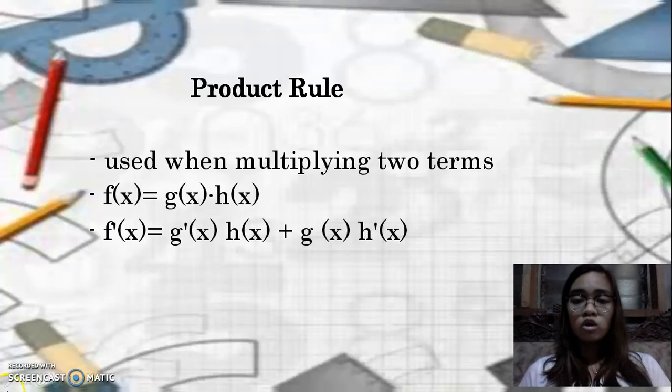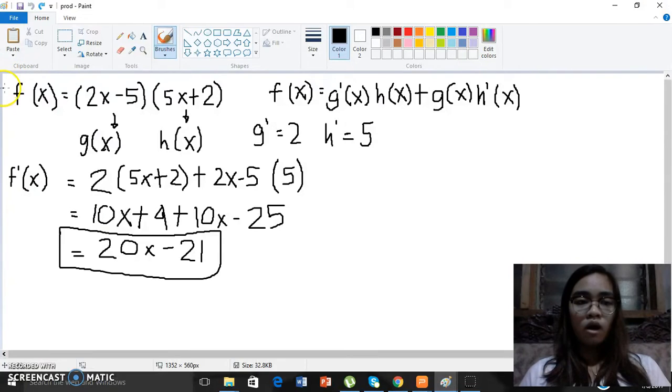In order for us to learn more about this one, we've got to have an example. The given sample is this one. f of x is equal to quantity 2x minus 5 times quantity 5x plus 2. So the 2x minus 5 here is our g of x, and the 5x plus 2 here is our h of x. Since we are done getting the values of this one, we will proceed to this formula.